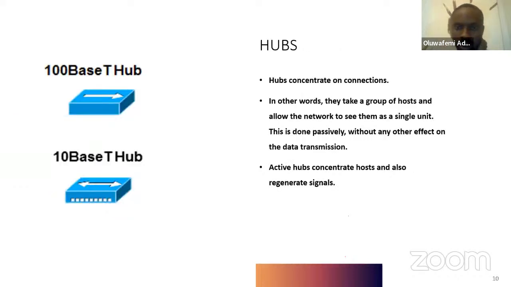Hubs are obsolete. Nobody sees hubs anymore, right? Do you understand? An active hub concentrates hosts and also regenerates signal, just like a repeater, but for a cable, right? So hubs are really, really obsolete. You really don't need to worry more about hubs. But I mean, as it stands, you need to understand some of the nodes, right?